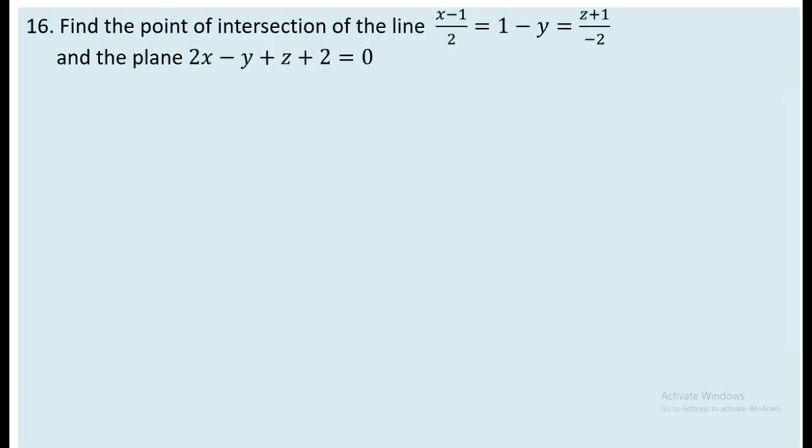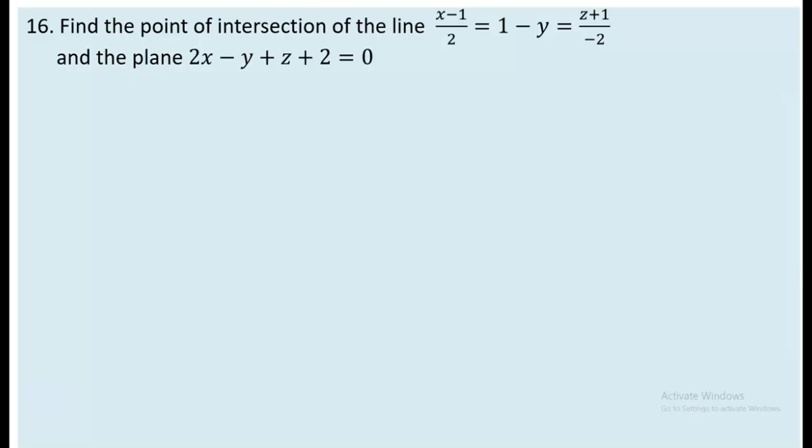Here you are given a plane, students, 2x minus y plus z plus 2 equals 0. This is the equation of the plane. And you are given also a line, symmetric equation of a line, x minus 1 over 2 equals 1 minus y equals z plus 1 over minus 2. So whenever a line and a plane are given to us, there are three possibilities.